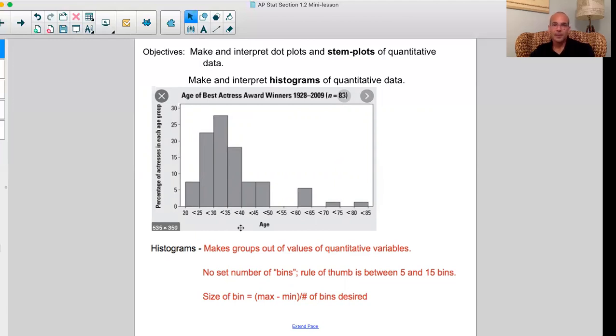So at this point, you'll have a couple problems to work on. One's going to involve stem plots and one's going to involve histograms, and you're going to get a chance to probably deepen your learning a little bit on these things.